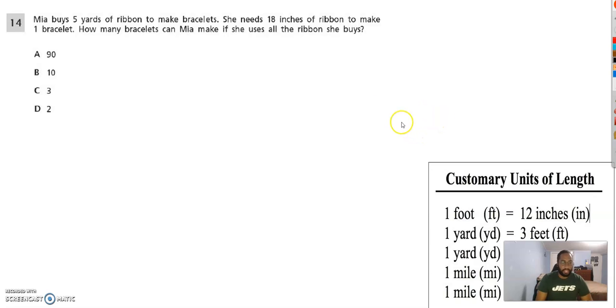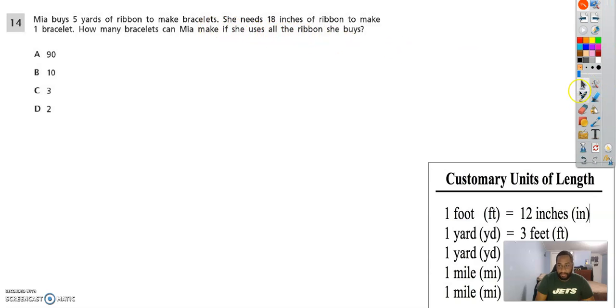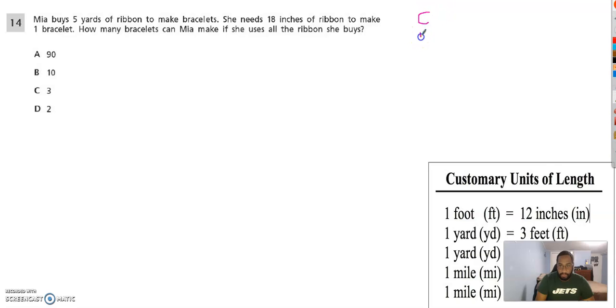So, next question. Mia buys 5 yards of ribbon to make bracelets. She uses 18 inches of ribbon to make one bracelet. How many bracelets can Mia make if she uses all the ribbon that she buys? So now, let's use cubes to find out what's going on with Mia.